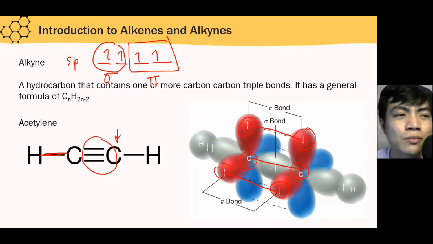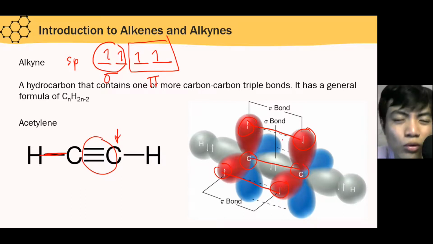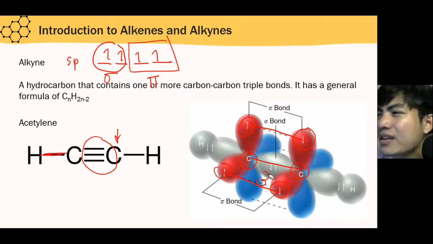Okay, so those pi electrons will be used to create the pi bond, which means that other than the single bond between these two carbons, there will be an excess of two more bonds. So that's why we have three bonds in total between these two carbon atoms. Okay, so that is your alkyne.